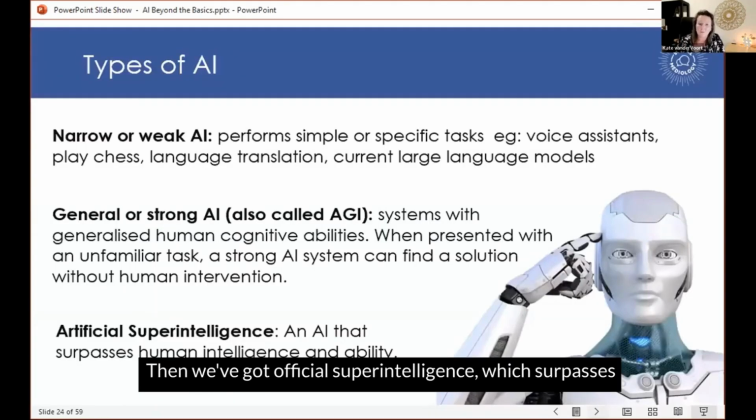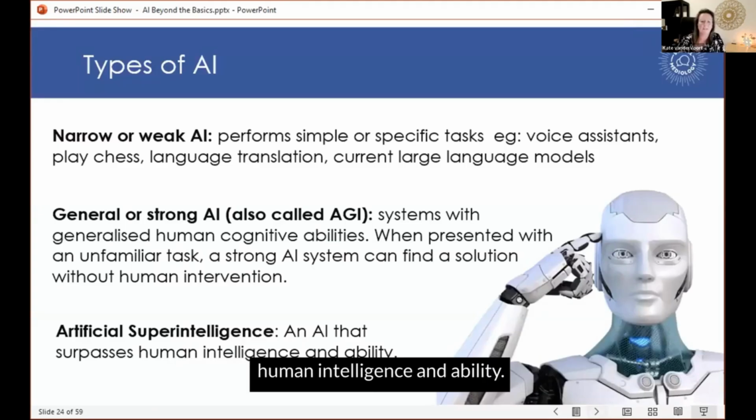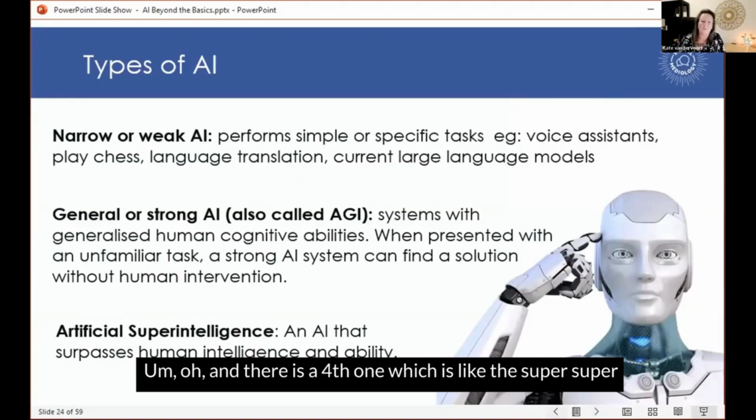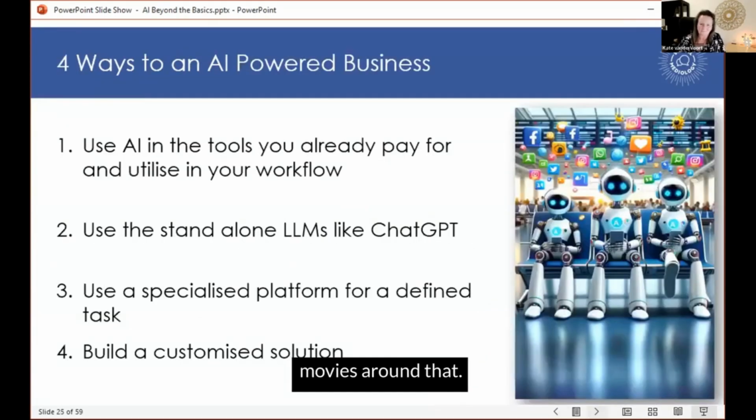Then we've got artificial superintelligence, which surpasses human intelligence and ability. So this is the AGI that everybody's racing towards at the moment. And there's talk that it's already been achieved, but not yet been released. Oh, and there is a 4th one, which is like the super intelligence where, you know, we've seen the science fiction movies around that. So let's get into the nitty-gritty.